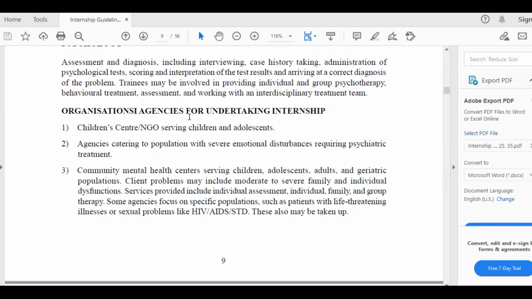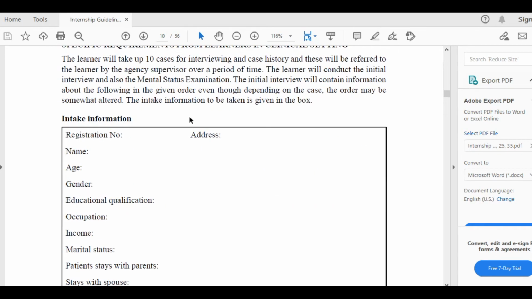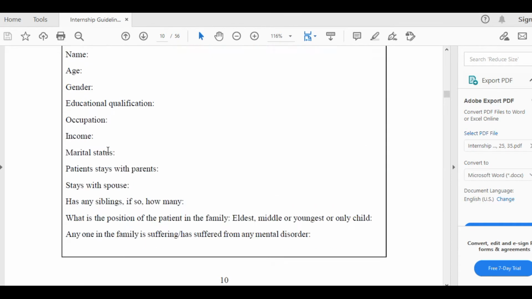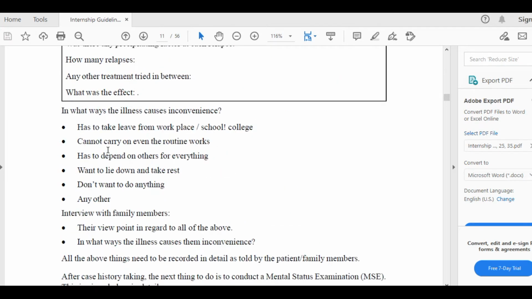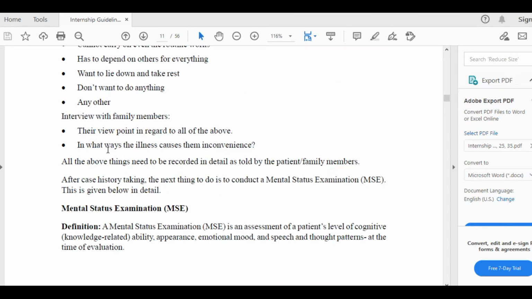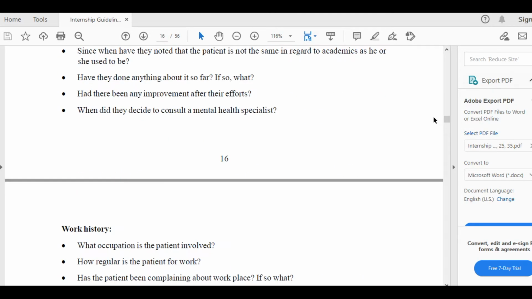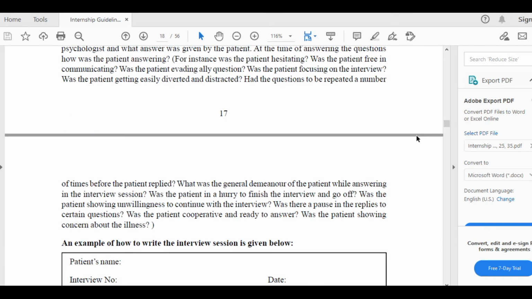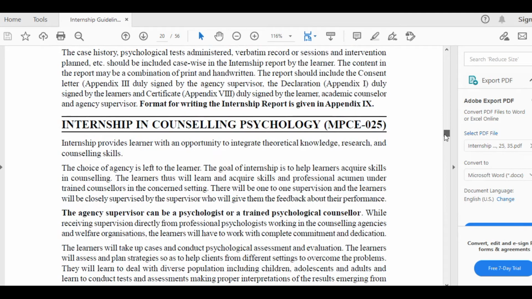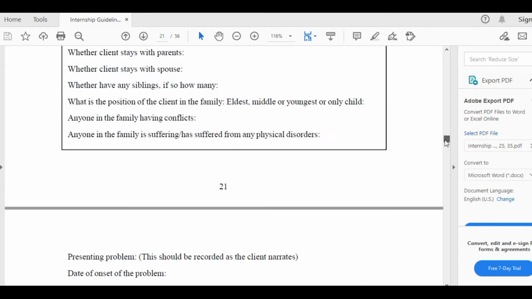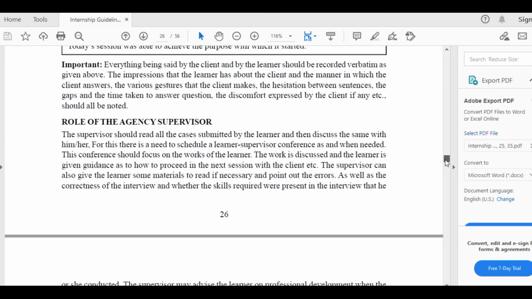All these activities and details are given over here, how to take the information, what all questions to ask. Everything has been written from page 10. For all three sections, that is MPCE 015, clinical psychology, counseling psychology and organizational and behavioral, that is also given. All formats are given over here. You just have to follow it.